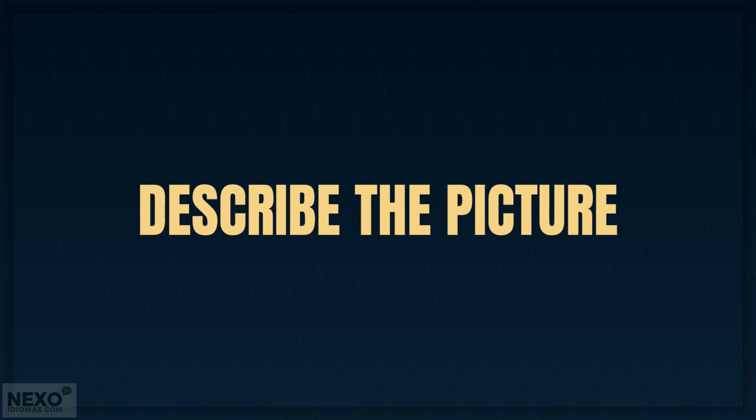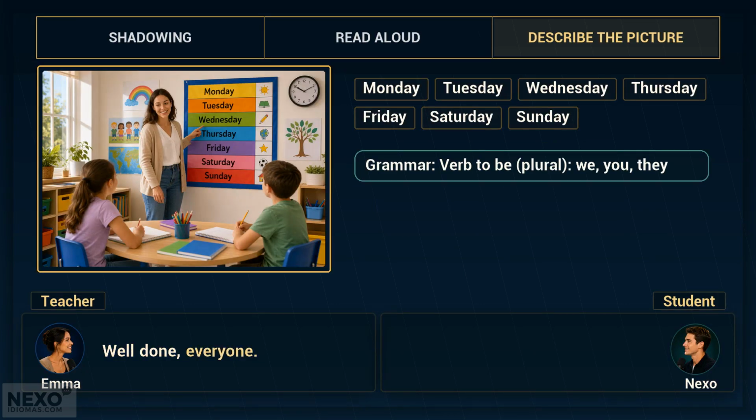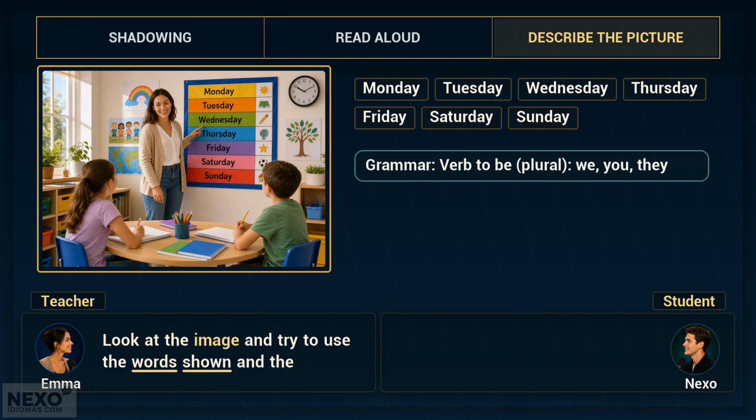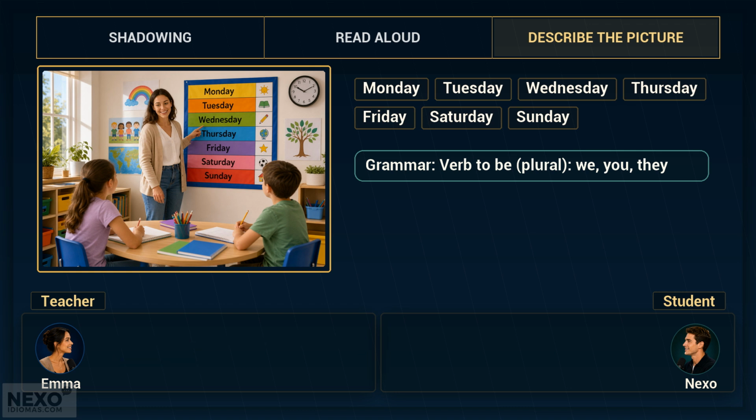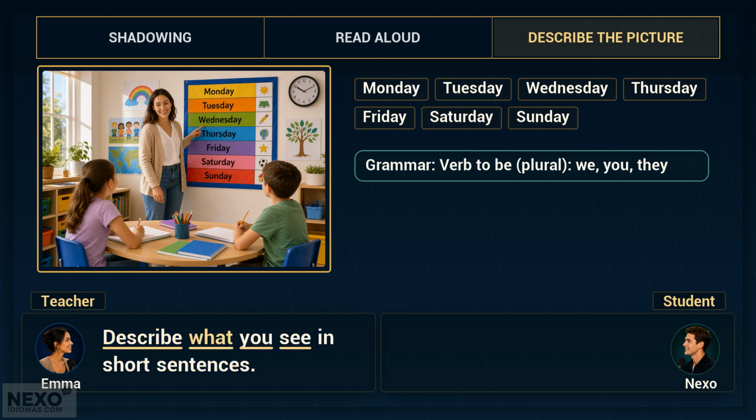Describe the picture. Well done, everyone. Now we do describe the picture. Look at the image and try to use the words shown and the grammar we studied. Nexo, you try first. After that, the viewer will try. I will try first. Perfect. Nexo, describe what you see in short sentences.